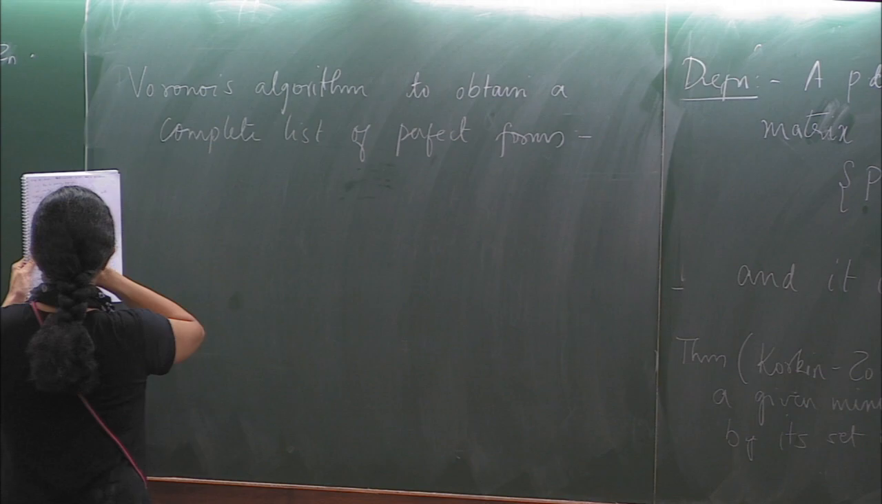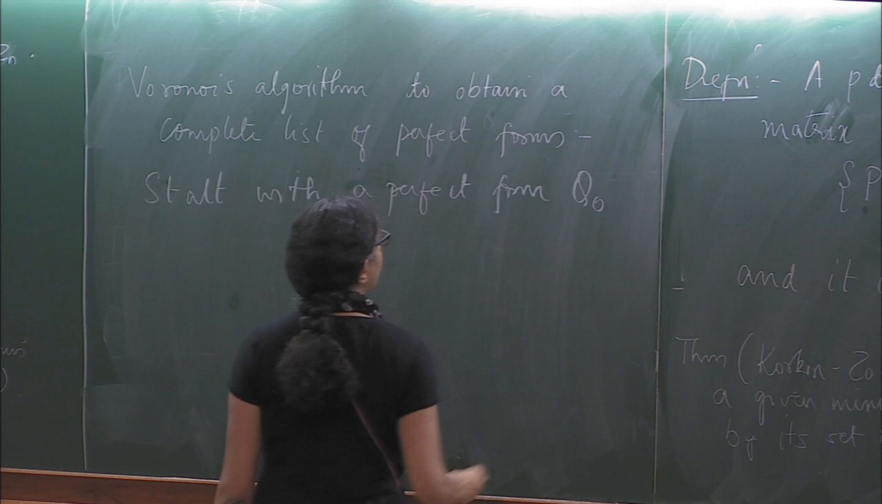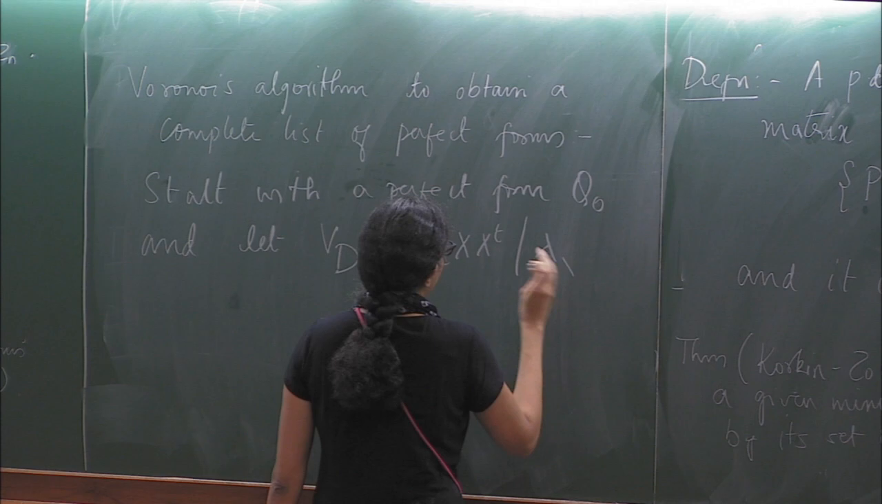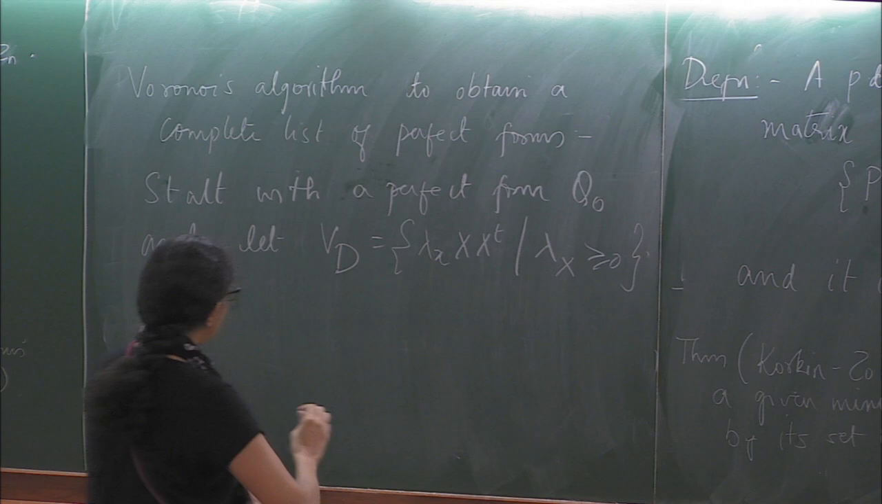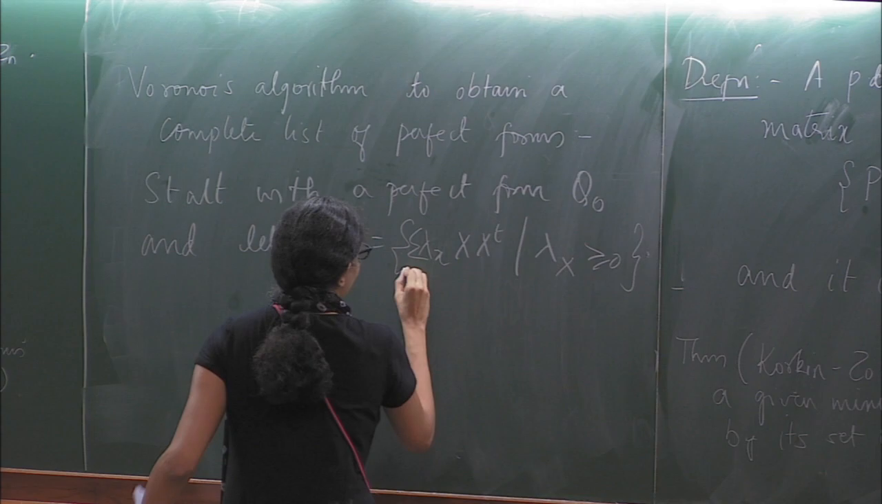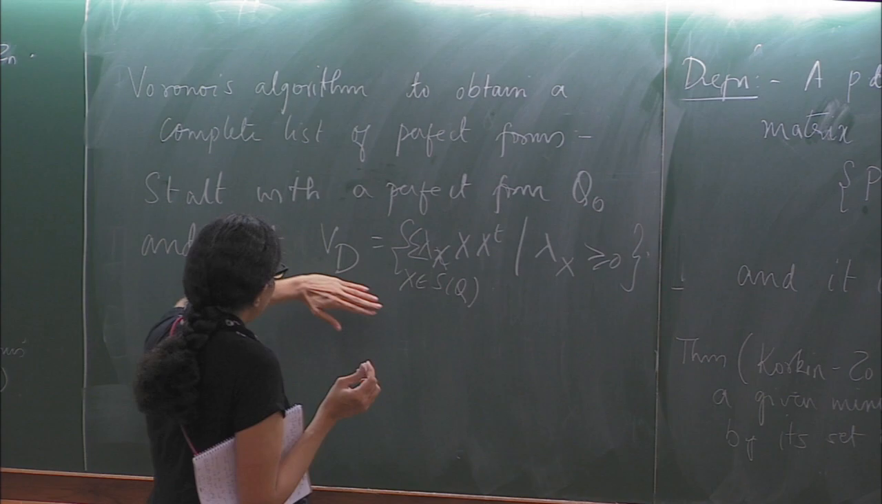So start with a perfect form Q naught, and let VD be the set of all lambda x, x x transpose, lambda x greater than or equal to 0. This is called the Voronoi domain, where x, no, this is not what I meant to write. X is in S of Q. And this is called the Voronoi domain attached to the lattice lambda.